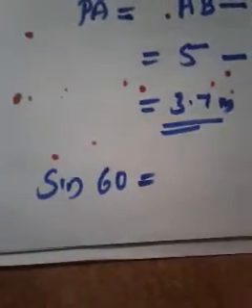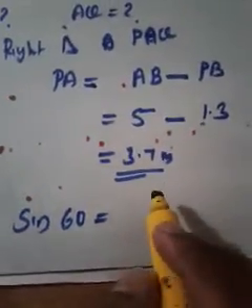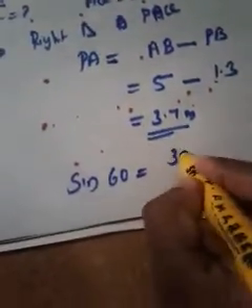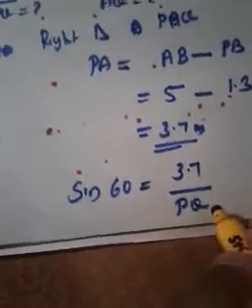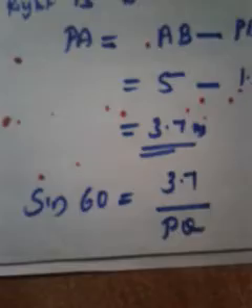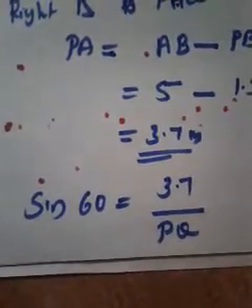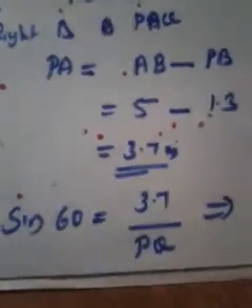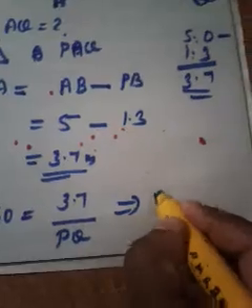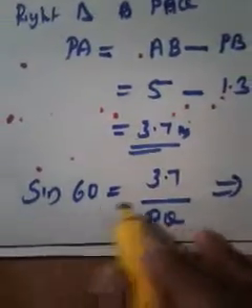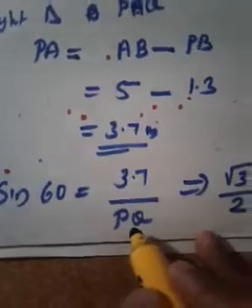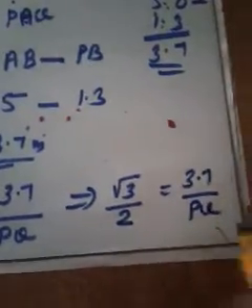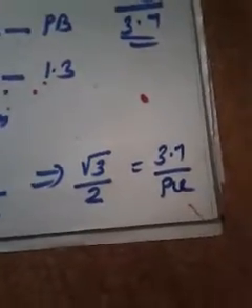Okay, now sine 60. We know that sine of some angle is nothing but opposite by hypotenuse. According to 60 degree, opposite is 3.7 and hypotenuse is PQ. So you can write it as 3.7 divided by PQ. Now it is the time to substitute the value of sine 60. What is the value of sine 60? We know that the value of sine 60 is nothing but root 3 by 2. So root 3 by 2 is equal to 3.7 by PQ. Now just cross multiply, then you will get the value of PQ.